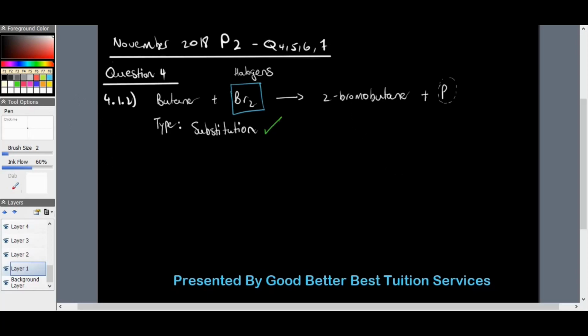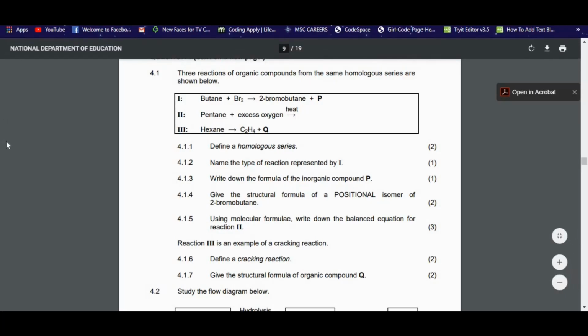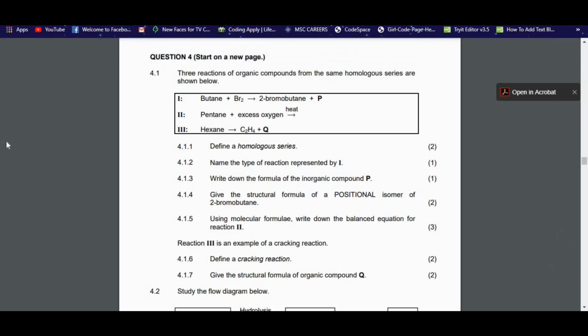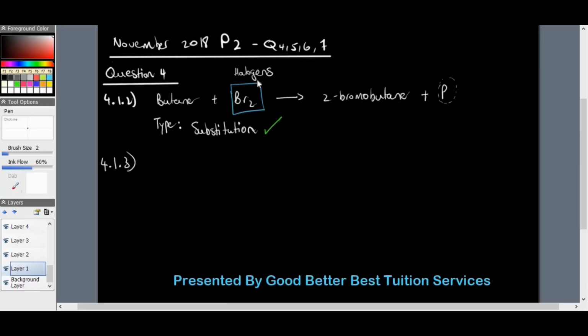That was 4.1.2. 4.1.3 says write down the formula of the inorganic compound P. So they're telling us that compound P that forms is not an organic compound, but a byproduct. When you're doing this question, it is essential that if you cannot see what's going on in this format, you draw the structural formula.